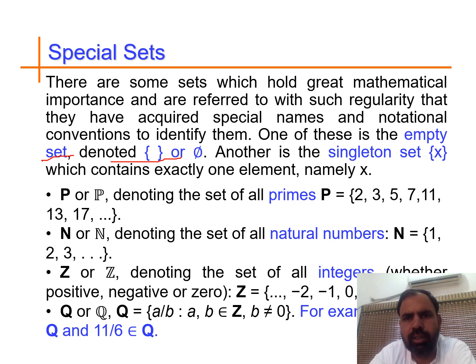Another is the singleton set {x}, which contains exactly one element. If it contains only one element x, it's a singleton set. If any set has only one element, then the set is called a singleton set. P denotes the set of all primes: 2, 3, 5, 17, and so on.